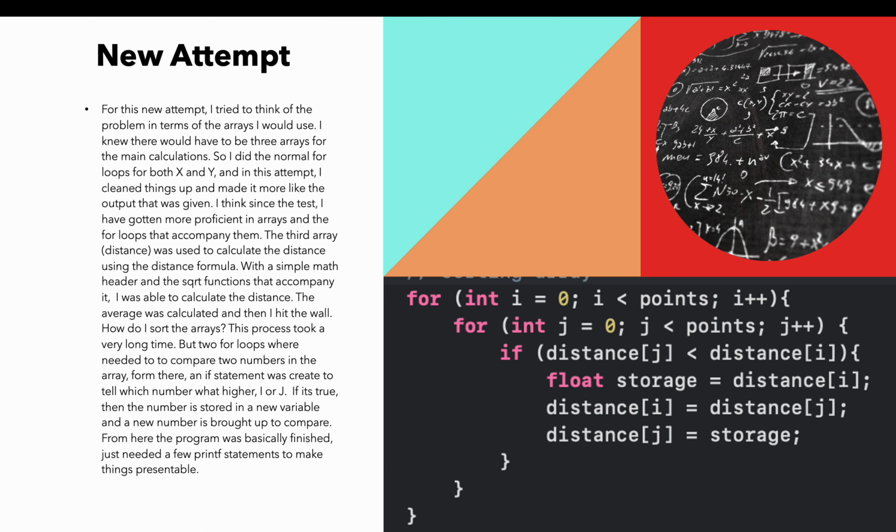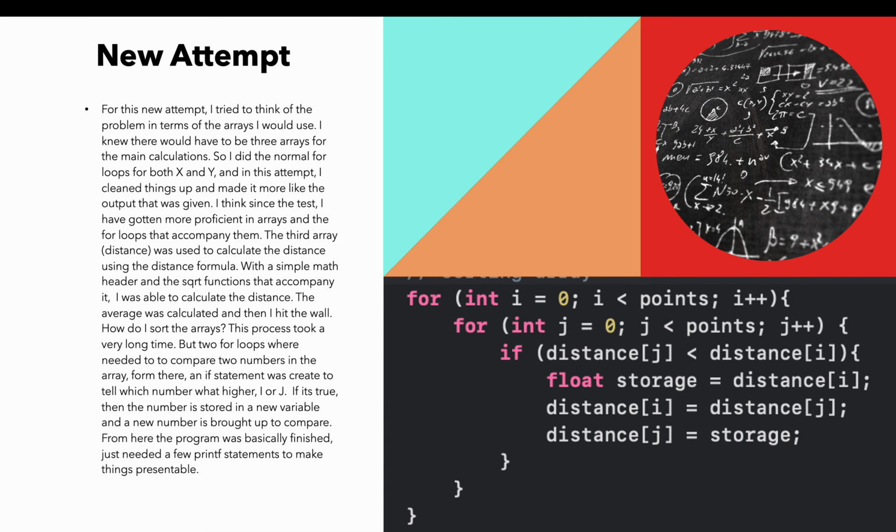The two for loops were needed to compare two numbers. You can see the if statement compares distance j and distance i, so it compares two different numbers as it proceeds to count up. If distance i is higher than the other, then the if statement will be true. So then it would store the distance i and kind of reset the numbers, and then it compares the two new sets of numbers. And that took a while.